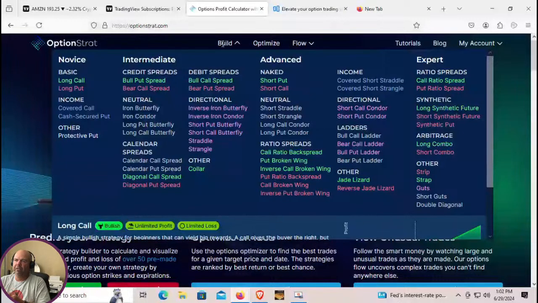So they have the naked short put and short call. You never do that one unless you have a lot of money. Neutral, ratio spreads, income, directional, ladders, others too. And then experts have ratio spreads, synthetic, arbitrage, others such as strip, strap, guts, short guts, and double jacking. So as you can see in options, you don't have to play just one leg. You have, I didn't even count, more than 30 ways to do plays.